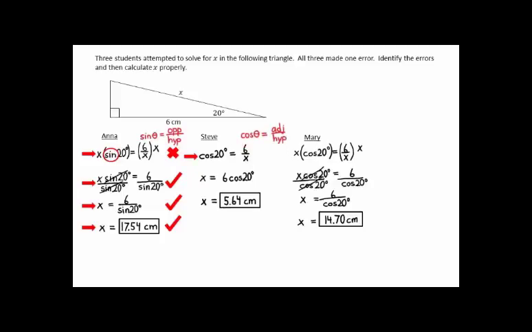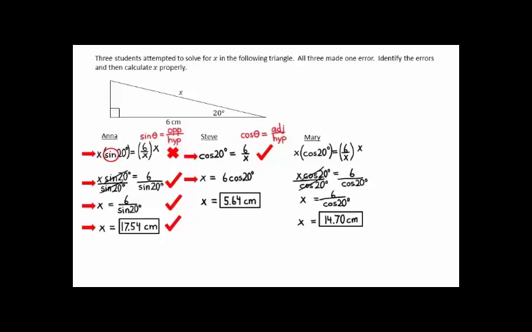Note that cosine of an angle is equal to the adjacent side over the hypotenuse. Sure enough, 6 is the adjacent side and x is the hypotenuse. This step then is correct. For Steve's second step, however, he did not rearrange this equation correctly for x.